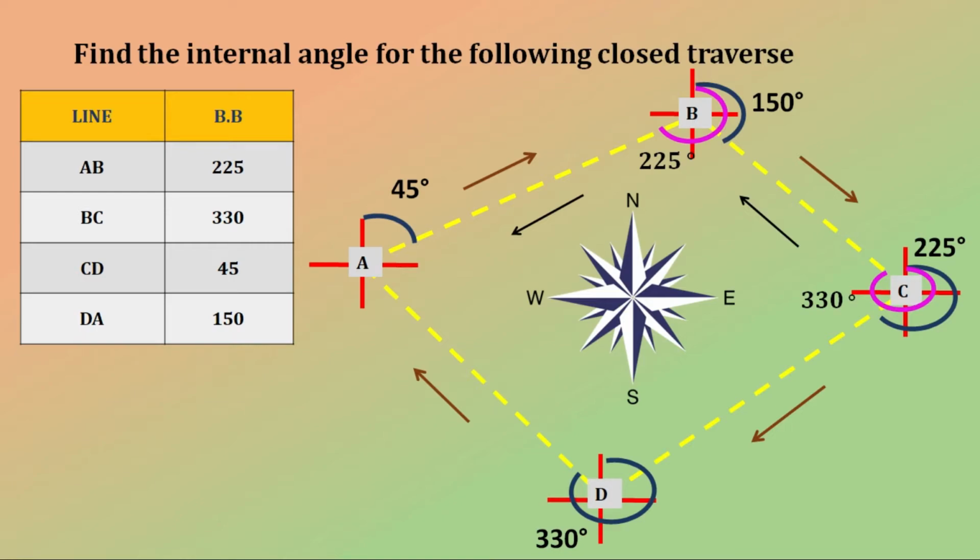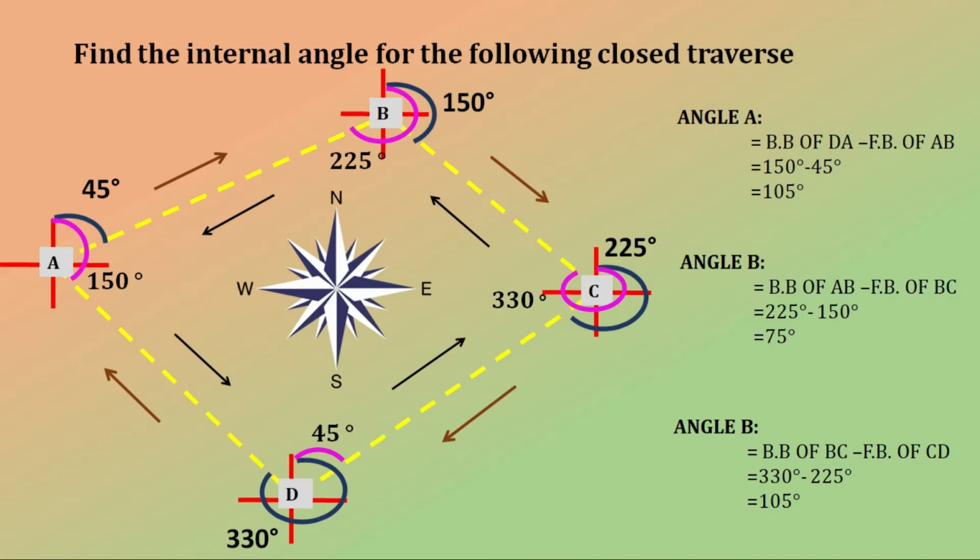Second, 330 degrees is the back bearing of line BC. It means we are standing at point C and looking back towards point B. Third, 45 degrees is the back bearing of line CD. So we stand at D and take the reading back towards C, and we measure the angle, that is 45 degrees. Fourth, the back bearing of line DA means we are standing at station A and marking the reading towards point D, that is 150 degrees. So now we have fore bearing and back bearing.